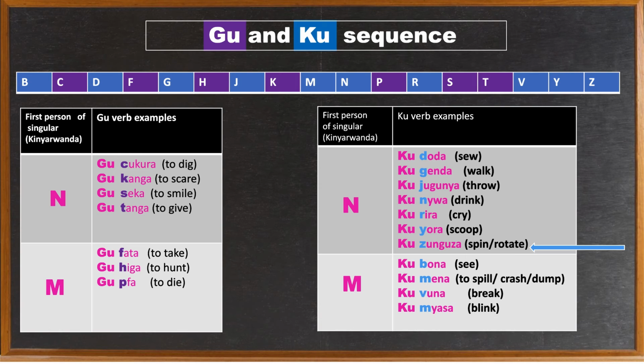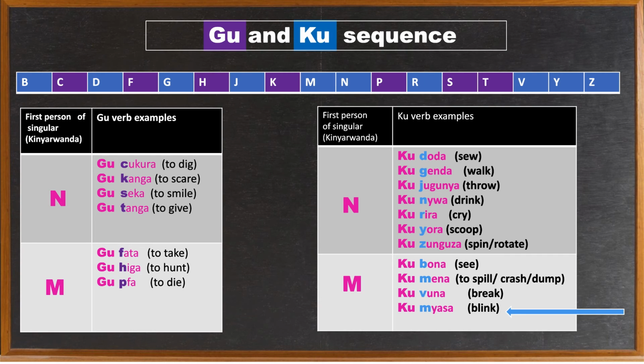All of these verbs are ku verbs because they start with a ku representative letter. You can check for yourself. So that is how you find a ku verb. The same thing happens for kubona, that means to see. Kumena, that means to spill or to crush or to dump. We also got kuvuna, that means to break, and kumyasa, that means to blink. These letters are also on the list of the letters that are permissible for the ku verb, and these verbs are ku verbs.